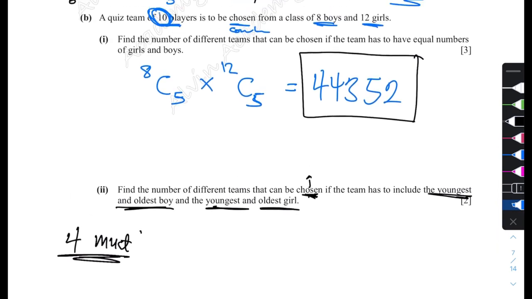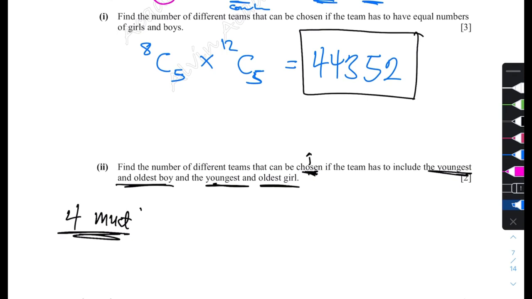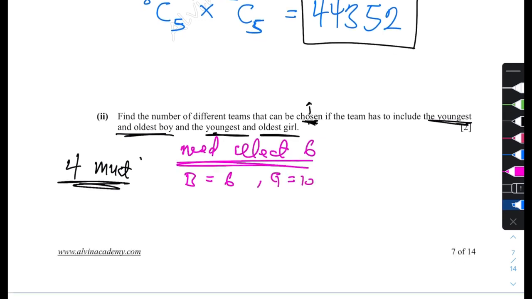Okay. So that means that remember that we are selecting a team of how many people? 10, right? So if 4 people are there, then it means that we need to select 6 more people to go and join them. They make up the 10, right? Cool. Now, 2 boys have been selected, the youngest and the oldest. So that means that the boys are now 6, and the girls are also now 10.